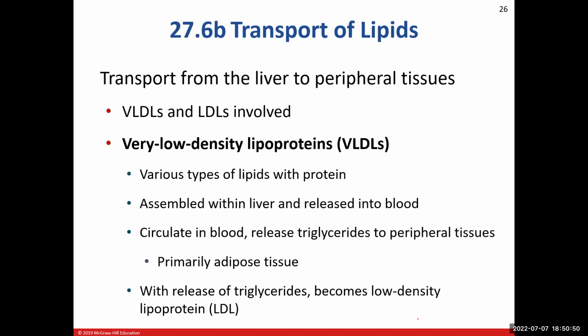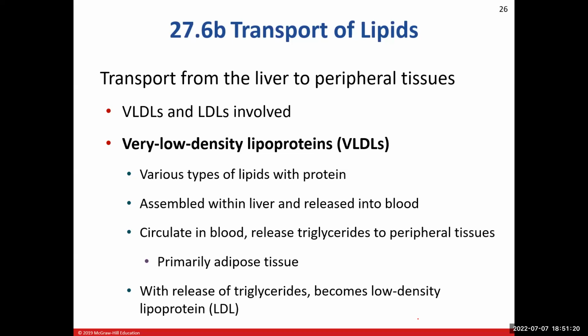So here's what's going to happen. The liver creates these VLDLs and LDLs, and they are going to leave the liver and go out to the peripheral tissues. When I say peripheral tissues, I mean all over the place. It could go out to the skin, muscle cells, epithelial cells, cells that need these lipids, this fat, for whatever purposes they need it for.